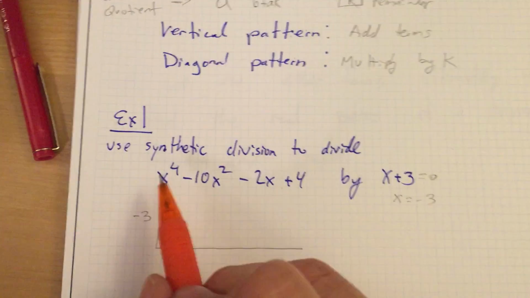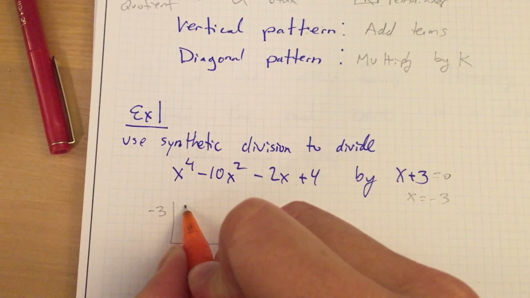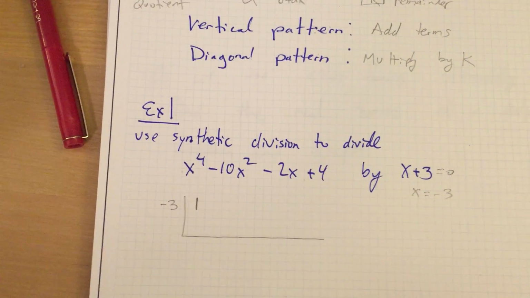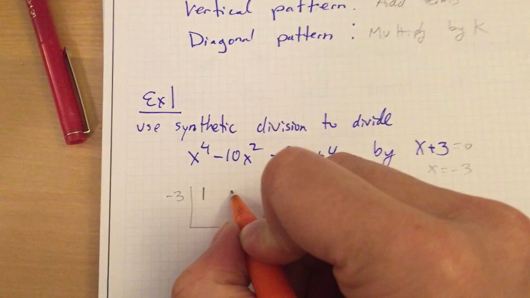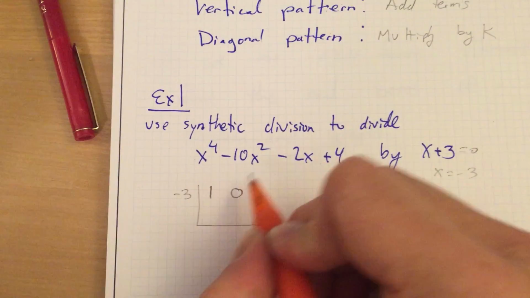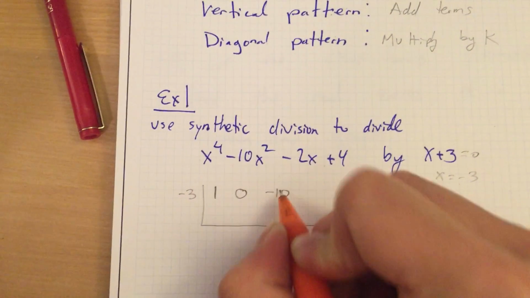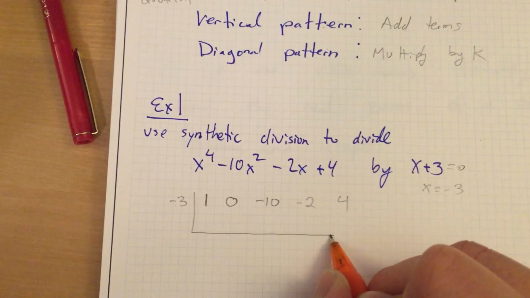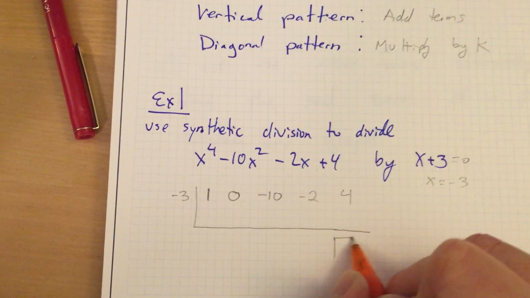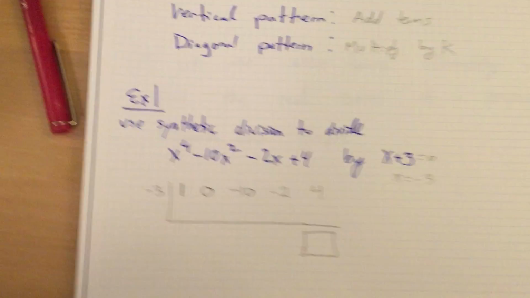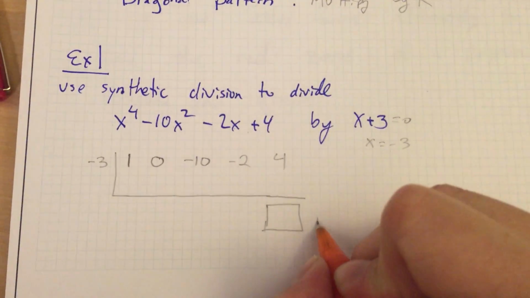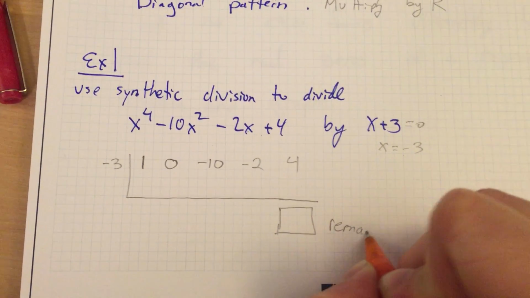And then I'm going to take my coefficients. So I have a power of 4, so this is a coefficient of 1. Power of 3, notice I don't have a power of 3, so what do I have to add? You're right, a 0. Power of 2 is a -10. Power of 1 is a -2. And then I have a 4. And in my last column, I always like to have a box there, so that way I know that that's my remainder.